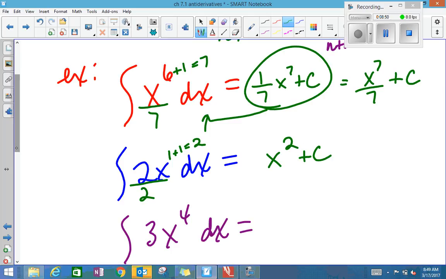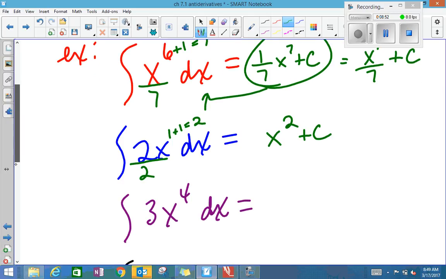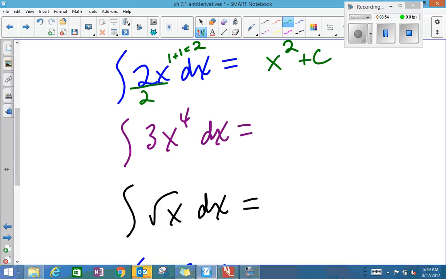Okay, let's try another one. 3x to the 4th. Again, I add 1 to the exponent and divide by that new exponent. So I would get 3/5 x to the 5th plus c. And you do always need that plus c, because that represents the fact that you could have any constant after that function, since its derivative goes away.